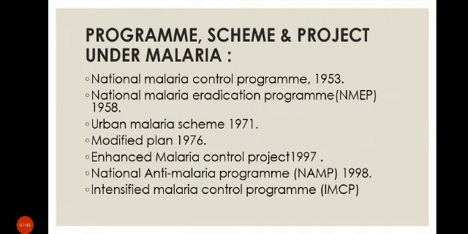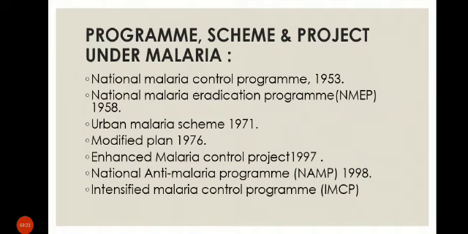There are various programs, schemes, and projects that are maintained under the malaria control program. First, we have the National Malaria Control Program in 1953, the National Malaria Eradication Program (NMEP) launched in 1958, the Urban Malaria Scheme in 1971, the Modified Plan launched in 1976, and the Enhanced Malaria Control Project in 1997.